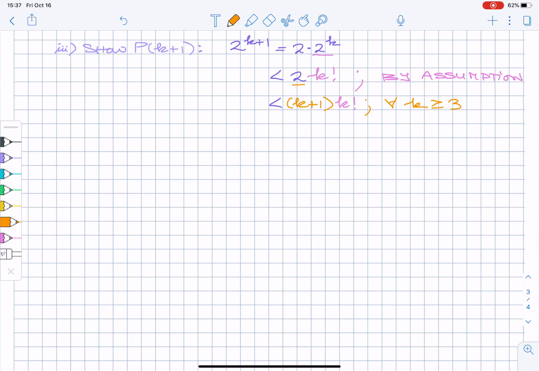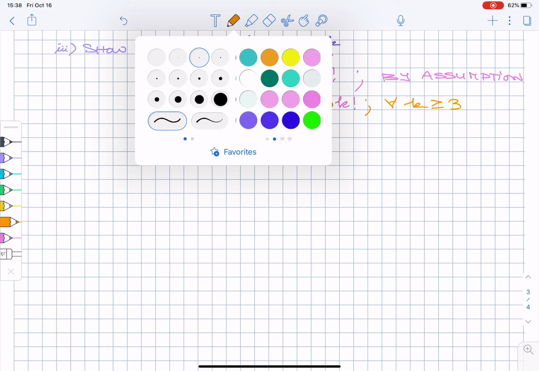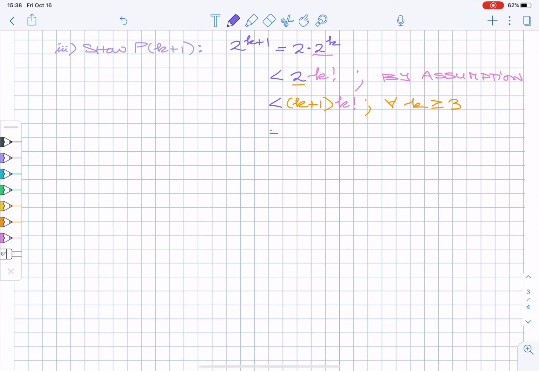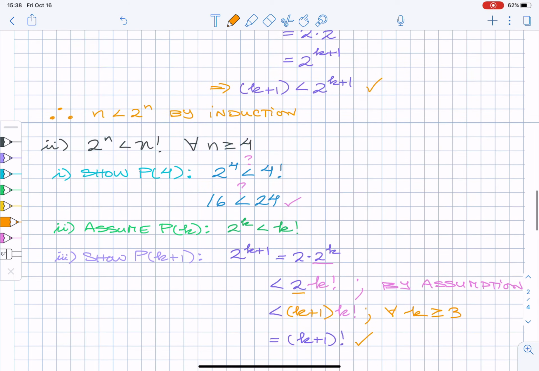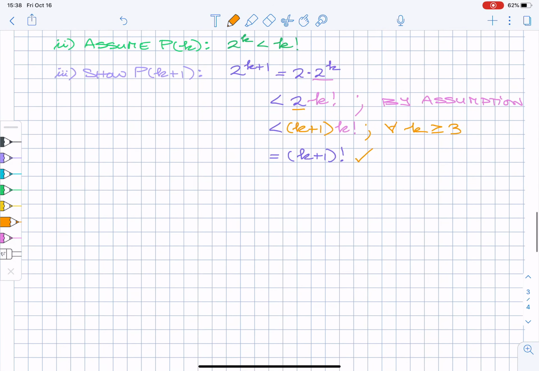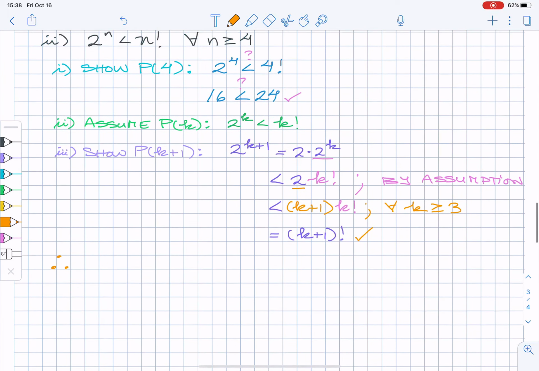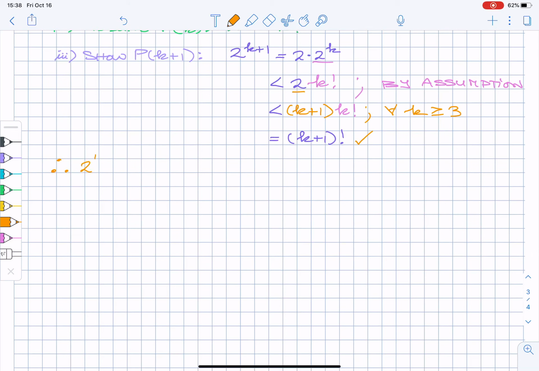Okay, and that is indeed our factorial. This is the k plus 1 factorial I was going for, so check mark. Because now I have a k plus 1 where there should be an n. Okay, so therefore, I claim that 2 to the n is strictly less than n factorial by induction.